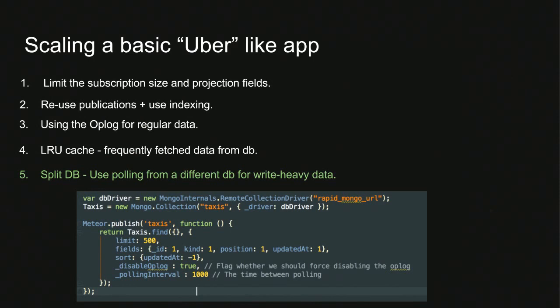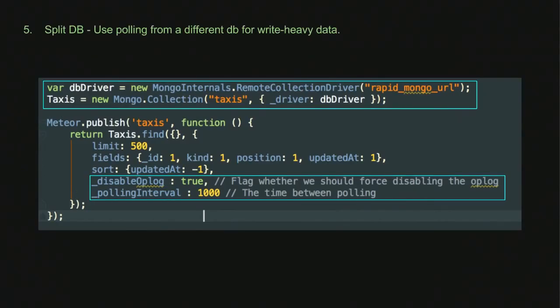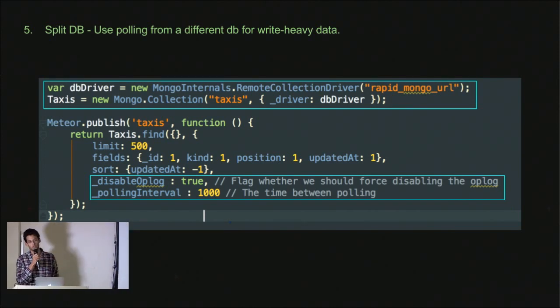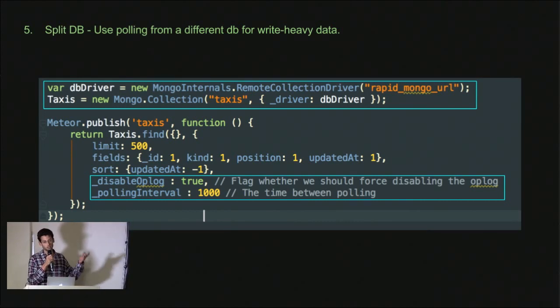We will separate the write-heavy data to another DB, where we will use polling, and the regular data that is being read a lot, but not updated frequently, we will use the regular DB using the Oplog. This is a sample code. The idea here is just that at the top we see how to connect to different DBs. And at the bottom, these are the two operations we use in order to use polling instead of the Oplog. We disable the Oplog. And the last one is the polling interval. If we want to change the 10 sec default of Meteor and we want to do polling once a sec, for example, we use this parameter.